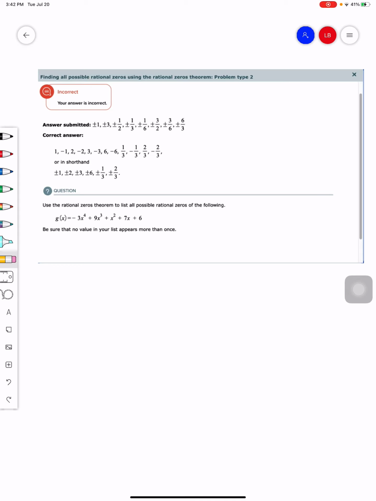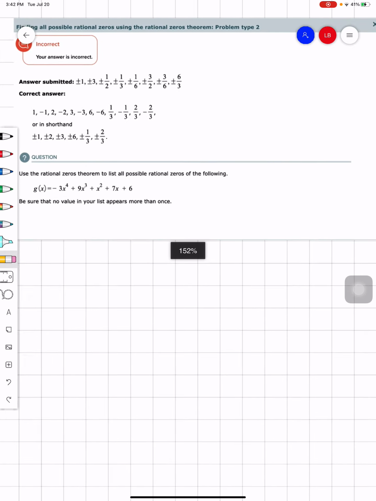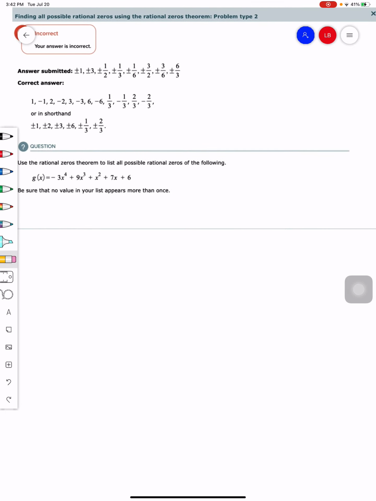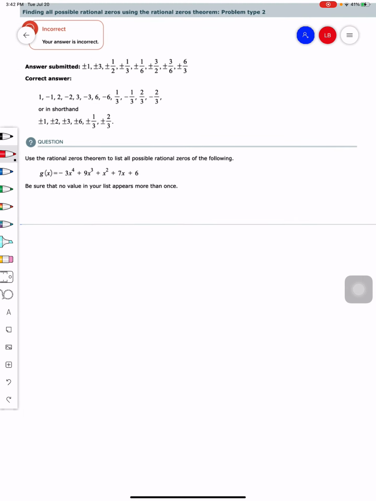All right, guys. So we're going to talk about finding rational zeros using the rational zeros theorem. There's different types, of course, that we have on our homework, but we're going to talk about problem type 2. Now, I'm not sure how Alex explains this. Some textbooks break this down a little bit differently, but this is how I do this.